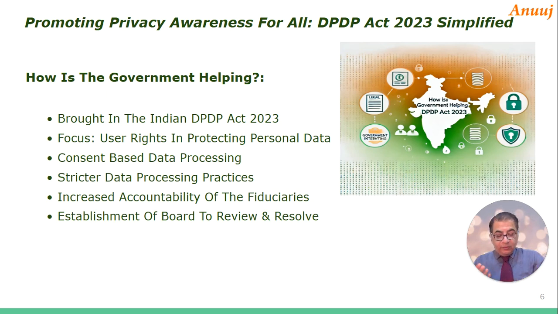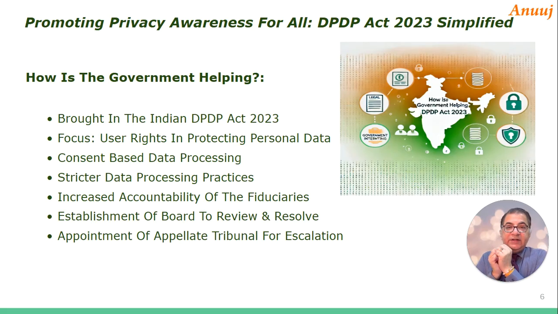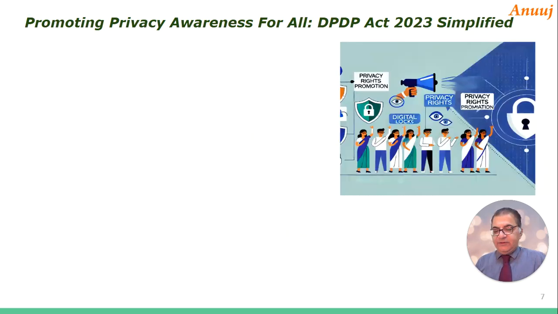And on top of the board, they have an appellate tribunal also. Even if you are not satisfied with the board, or maybe the fiduciary is not satisfied with the board, then you can go to the appellate tribunal and tell them that we are not satisfied and we need your intervention. So that's the way the Government of India is helping citizens take care of their personal data, and therefore it becomes very important for citizens to know that there is a law for them.